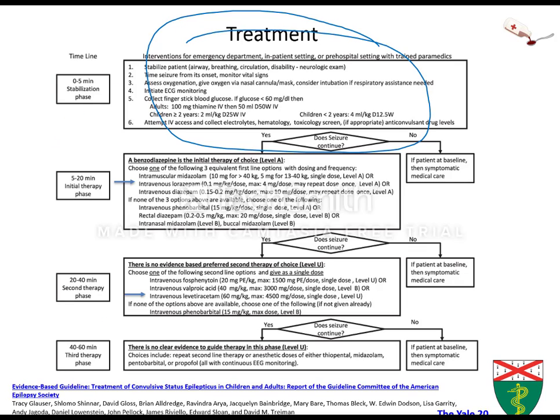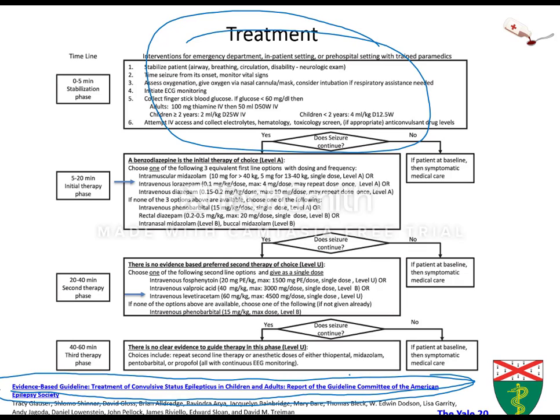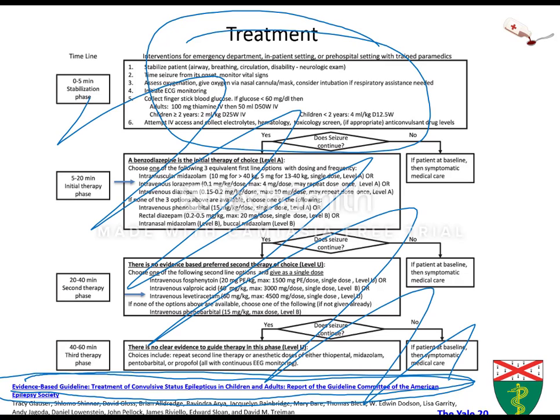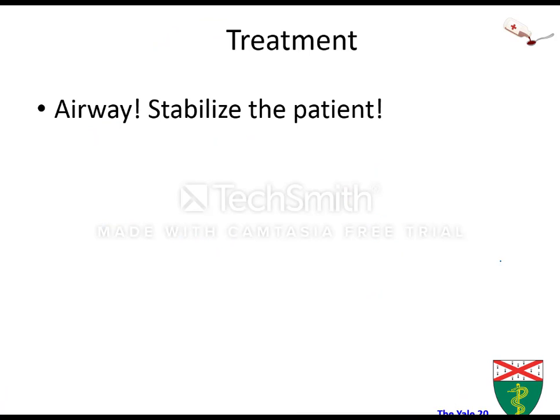This is the official evidence-based guideline for the treatment of convulsive status epilepticus in children and adults, published by the Committee of American Epilepsy Society. What does this mean? It's actually really, really busy. So let's just break it down into something that's a little more palatable. So, 1. ABCs. Stabilize the patient.